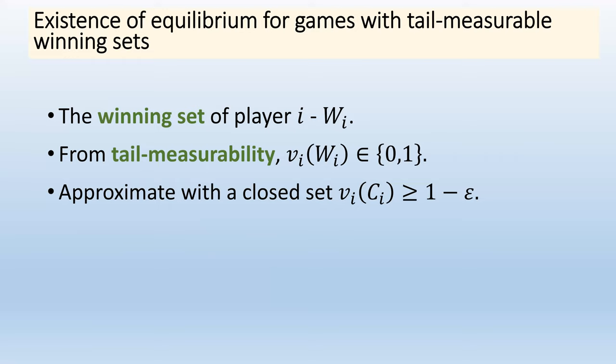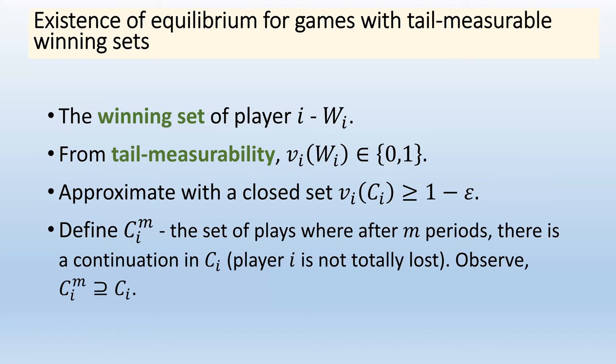So now we use the inner regularity. We approximate the winning set Wi with a closed set Ci such that the min-max of the closed set is one minus epsilon. Next, we define a set, Ci^M, the set of plays where after M periods, there exists some continuation that is in Ci. Player i is not totally lost, come period M. Observe that this is a superset of Ci because you just need some continuation to be inside. So Ci is a subset of Ci^M. So remember this set, Ci^M, the set of plays where after M periods, there is a continuation that is in Ci. Ci is the closed inner approximation of Wi.